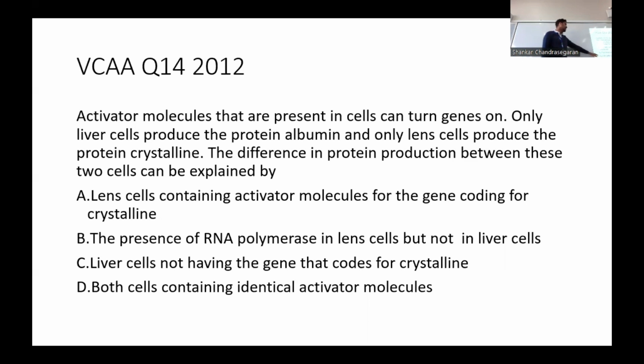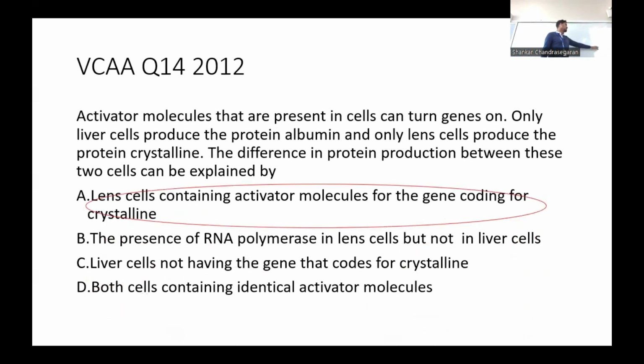Okay, liver cells not having the gene that codes for crystalline. Okay, so the presence of RNA polymerase in lens cells, but not in liver cells. So that's not right because it can code for the protein, so that's not accurate. Liver cells not having the gene that codes for crystalline. That's like this. The answer is A.